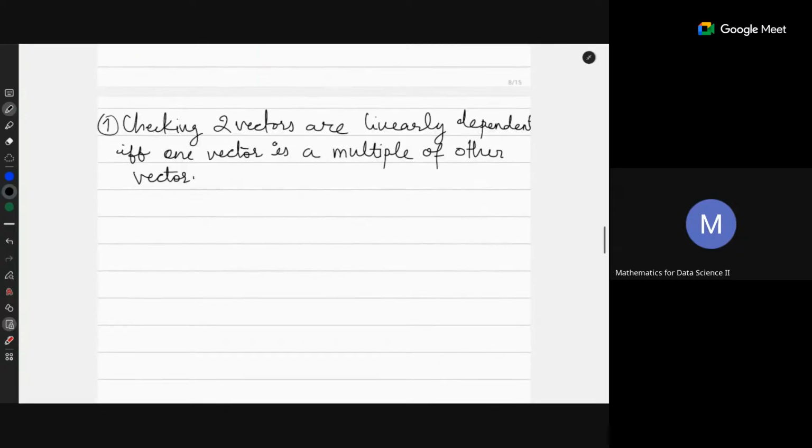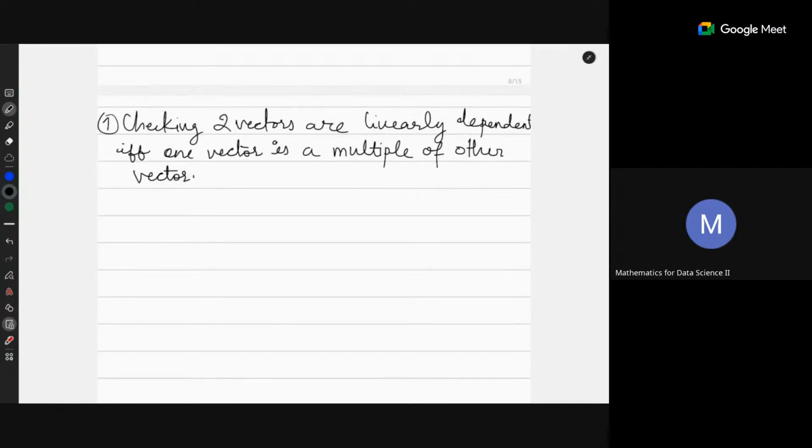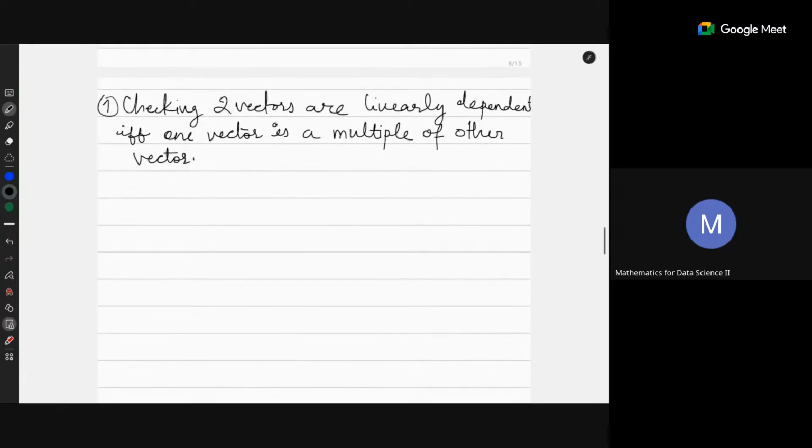Right. Now, as I mentioned earlier, three vectors are linearly dependent if and only if one vector can be written as a combination of the other two vectors. Similarly, if you have two vectors which are linearly dependent, then one of the vectors has to be a multiple of the other vector.